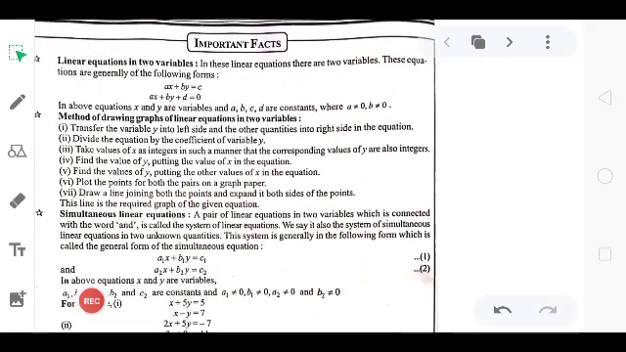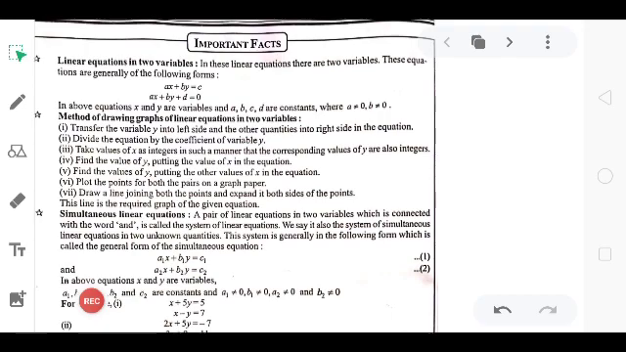You can see here, there are two variables. These equations are generally of the following form: ax plus by equal to c. So you can see here x and y are two variables. Okay. In previous classes you have already seen the linear equation in one variable, in x, y, whatever it may be. So similarly here there are two variables. Now today we will discuss this.